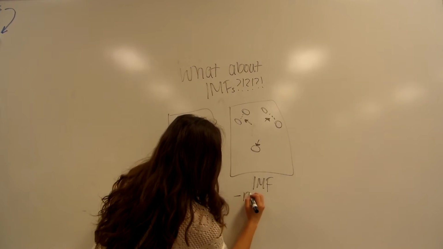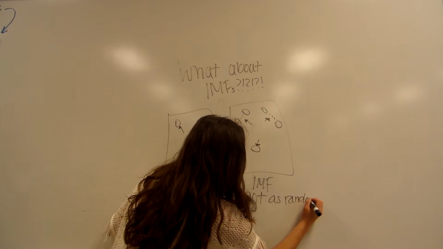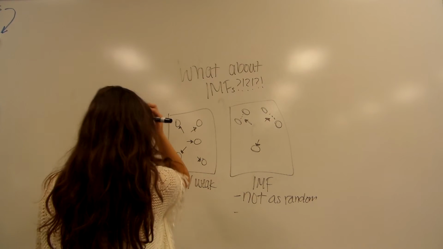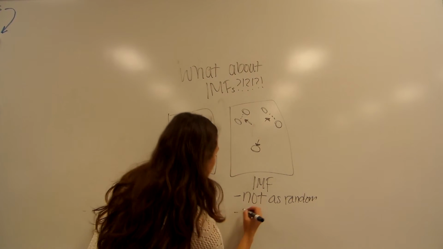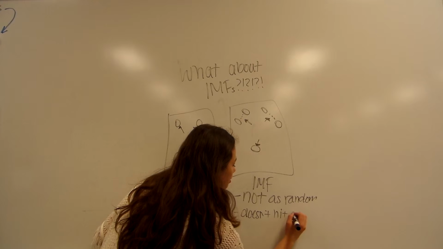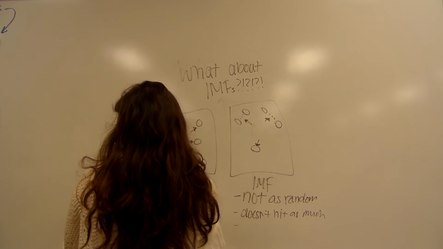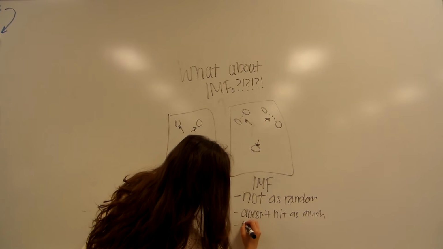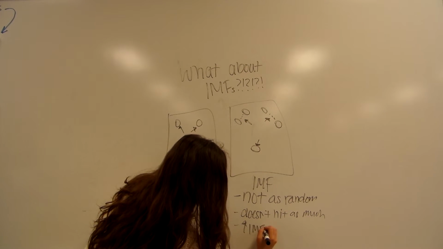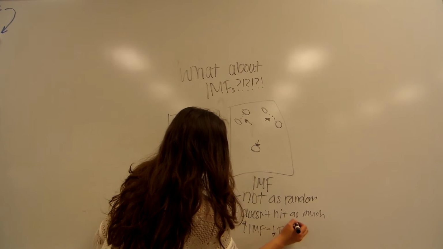So it's not as random as without. It doesn't hit the containers as much. And in turn, increasing the IMF decreases pressure because it doesn't hit as much.